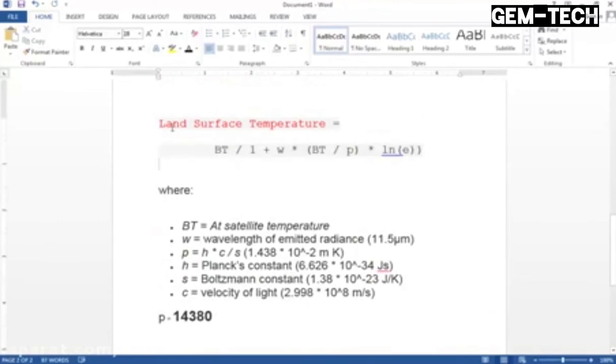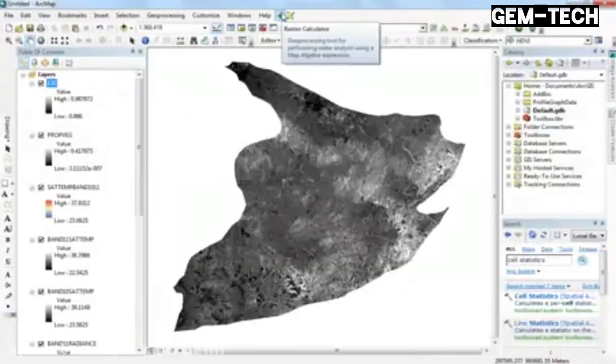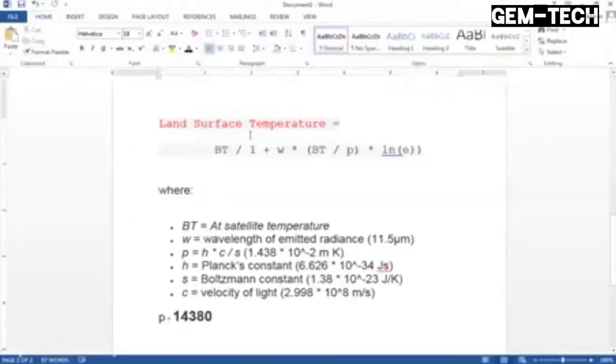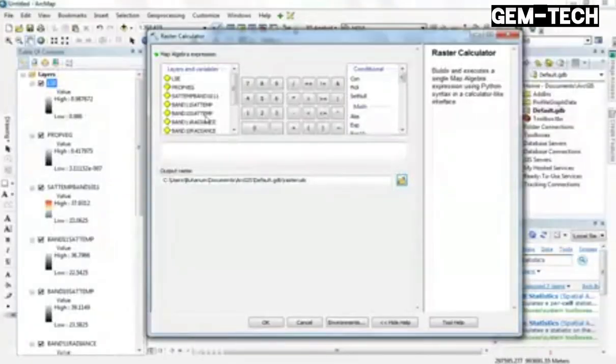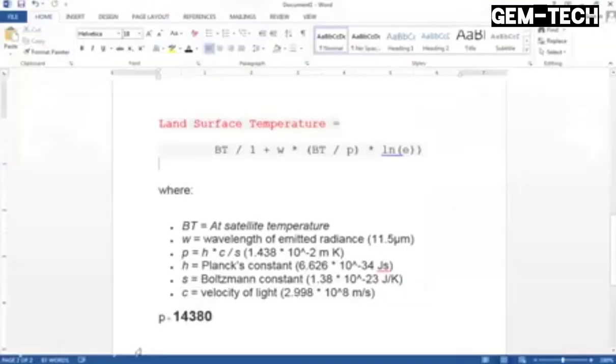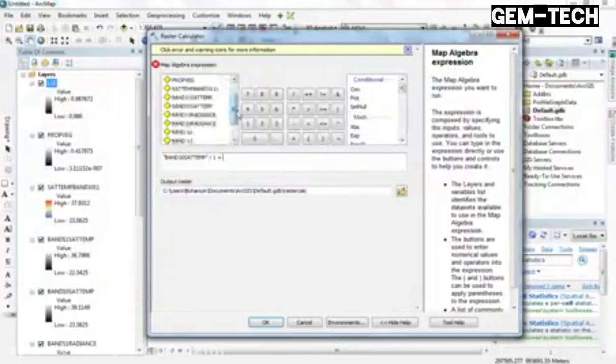And this is going to give us the land surface temperature. So basically this is our last step. So I'm just going to bring up our GIS raster calculator, and it's going to be the at satellite brightness temperature divided by 1. So it's at satellite brightness temperature for band 10, band 10 satellite temperature divided by 1 plus W, which stands for wavelength of emitted radiance at 11.5. I said it corresponds to band 10, so the actual band 10 without any correction.